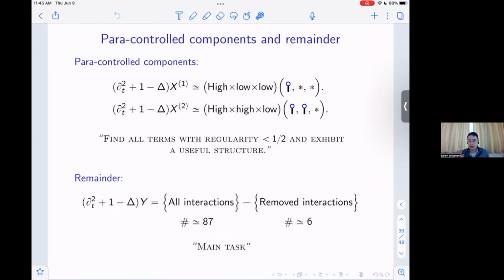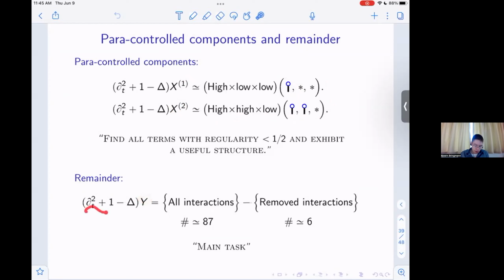So x1 is not explicit. You have to solve a fixed point problem for it. x2 is defined similarly, but it contains high-high-low interactions between the blue lollipop and something else. Roughly speaking, what we're trying to do here is find all of the terms which have regularity below 1/2. And whenever we find one of them, we try to exhibit a useful structure. It turns out that this paraproduct structure that we have on the right-hand side is very useful. The last thing that we'll have to do is write down the equation for our remainder, which is this y.